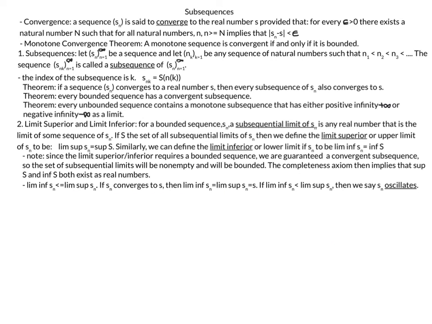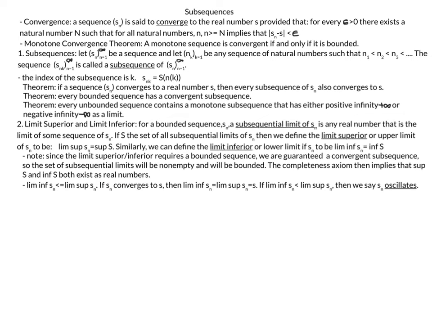Two other notes. Since the limit superior or inferior requires a bounded sequence, we are guaranteed a convergent subsequence, and that's by this theorem here, which is that every bounded sequence has a convergent subsequence. So the set of subsequential limits will be non-empty and will be bounded. Then the completeness axiom will imply that sup S and inf S will both exist as real numbers.